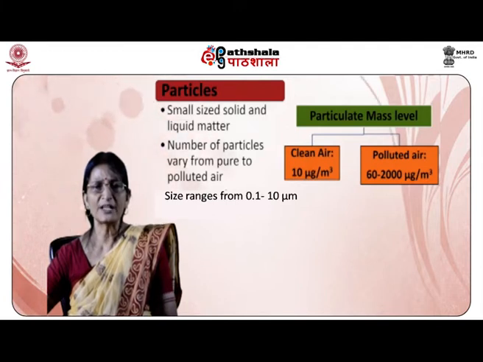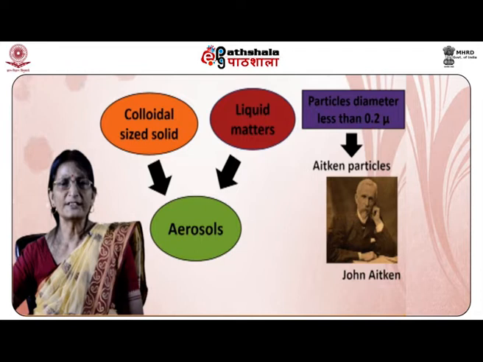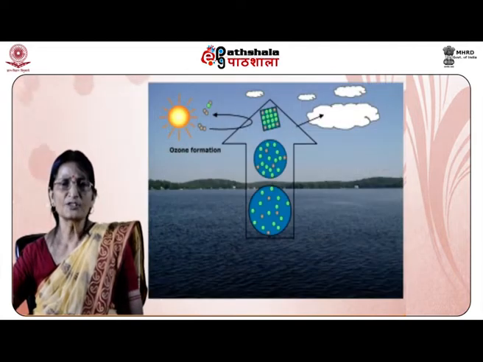Particulate mass level can range from 10 microgram per cubic meter in cleaner air to 60 to 2000 microgram per cubic meter in polluted urban areas. Colloidal sized solid and liquid particles present in the Earth's atmosphere are known as aerosols. Particles of natural origin with diameter less than 0.2 micron are called Aitken particles or Aitken nuclei. This is after a pioneer of aerosol science, John Aitken.